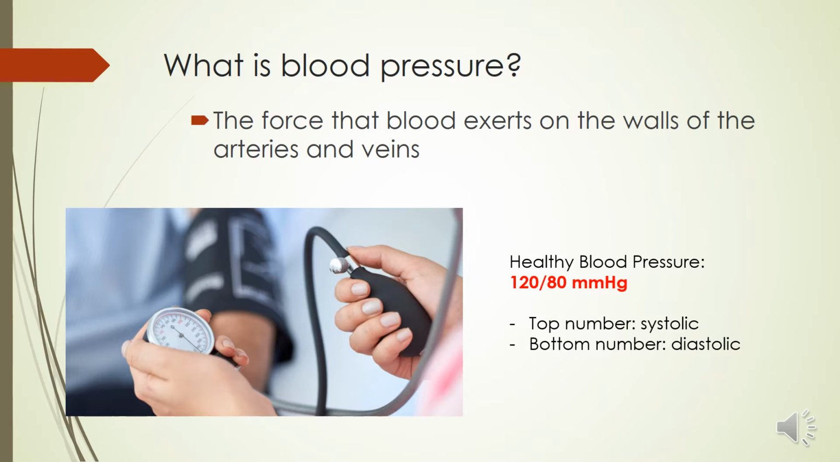The top number is the systolic number. The systolic number represents the pressure when the heart is beating. The bottom number is the diastolic number. This number represents the pressure when the heart rests between beats.